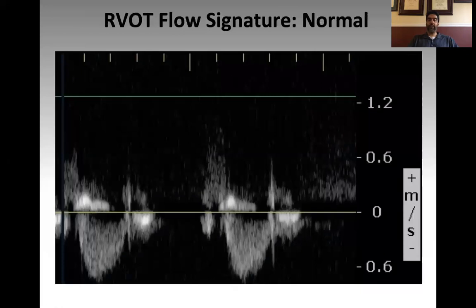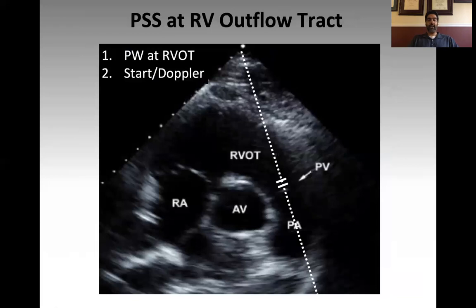Okay. So how do you measure this? So what you do is you get into this view. This is your RVOT view in the short axis. So you get into your parasternal short or your subcostal short, and you angle up to the level of the pulmonic valve. Okay. Here's a pulmonic valve here. So you basically will go to the aortic annulus and angle even higher to bring in the pulmonic valve.